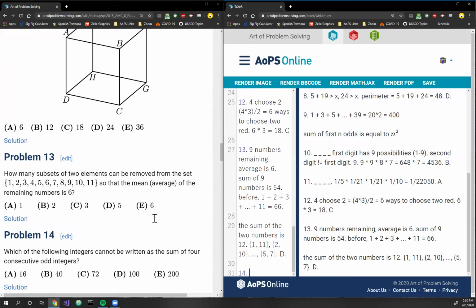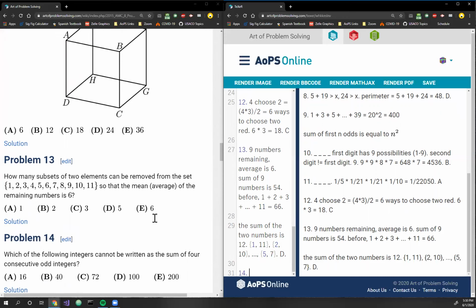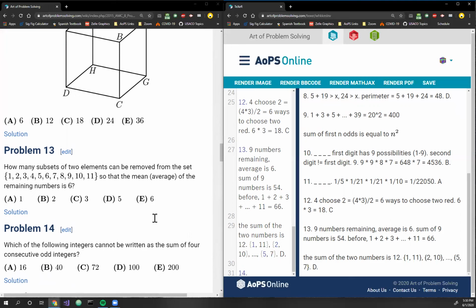Okay, 14. Also, during the real AMC 8, if you get stuck on any of these, you should just skip it, because if we look later, there are probably some easier questions. Okay, so 14: which of the following cannot be written as a sum of 4 consecutive odd integers?